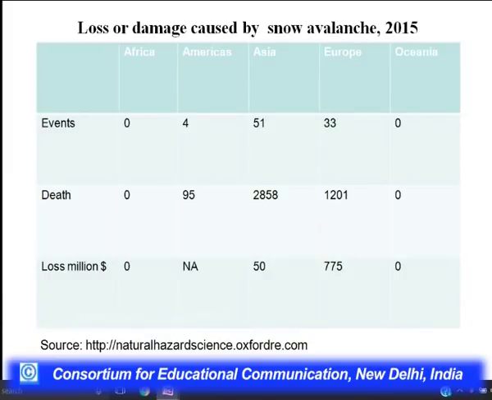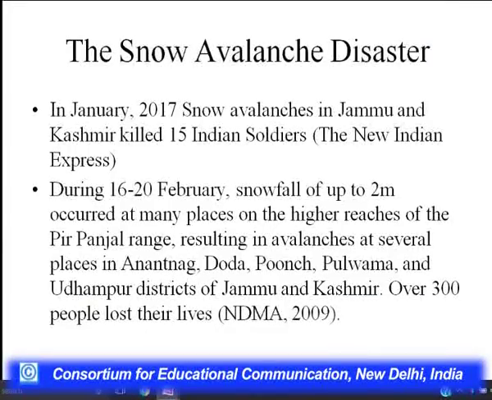But if you see the number of events, 51 events occurred in Asia in 2015, Europe 33, America 4, Oceania nil, Africa nil. So these are the important continents, particularly Asia and Europe, while America you see very little. I would like to discuss one or two important case studies and disasters that occurred recently.